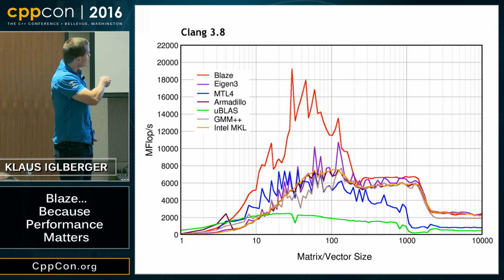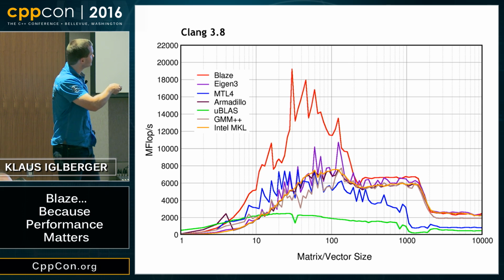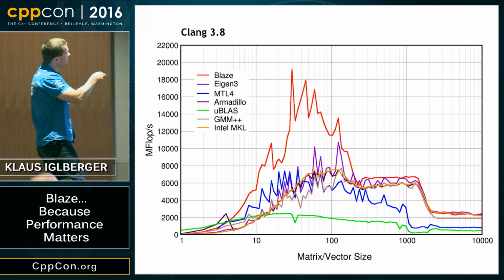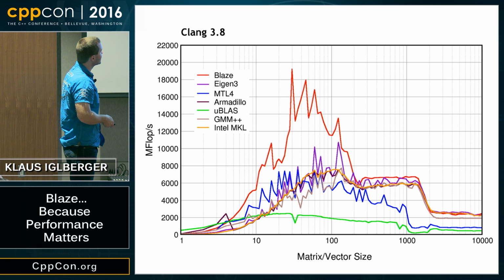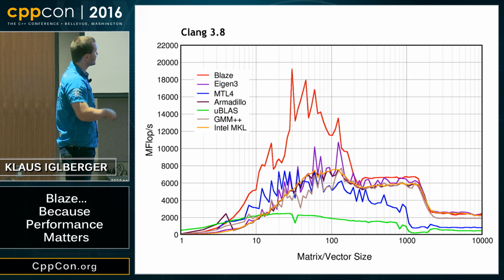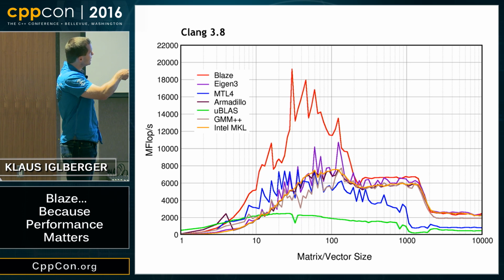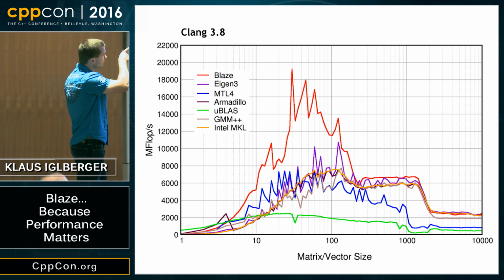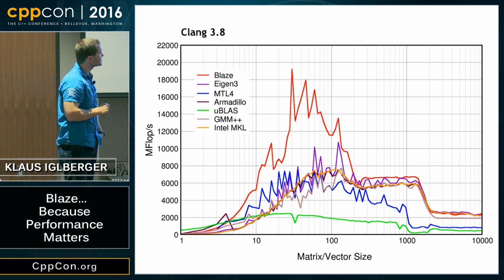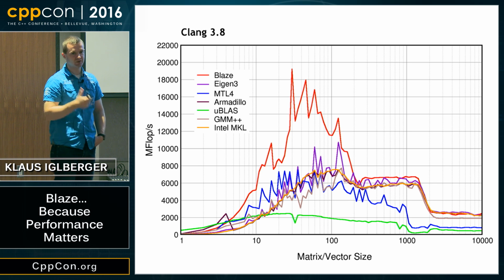So the orange line is Intel's MKL. The purple line is the Eigen library. The blue line is the MTL. With Clang 3.8, you see for small in-cache matrix vector multiplications, BLAS has approximately a factor of 2 performance advantage. There's a slight advantage in level 3 cache. There's no real difference here anymore when you are in the main memory. But BLAS is always at least as good as the MKL, which, as I said, is kind of the comparison.